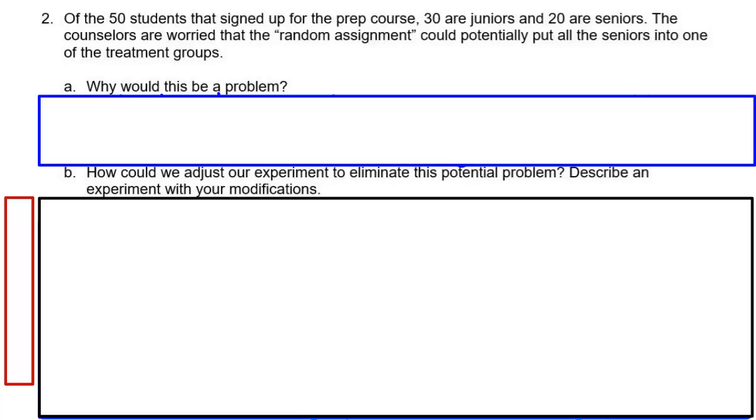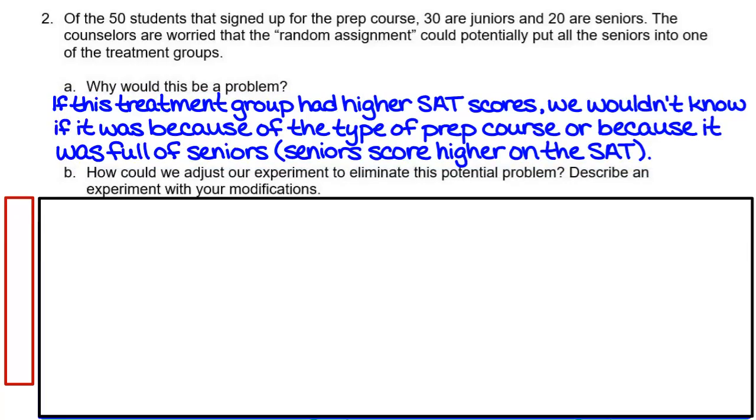What we've seen is that if you take the SAT more than once, typically you do better each time. So yes, this could be a confounding variable here. If this treatment group that all the seniors get assigned to ends up with higher SAT scores, we wouldn't know if it was because of the type of prep course or because it was full of seniors. Remember, we want to try to determine cause and effect with an experiment, but if I have this confounding variable in here and all of my seniors end up in the same group, I'm not going to know what the true cause of those higher scores is.